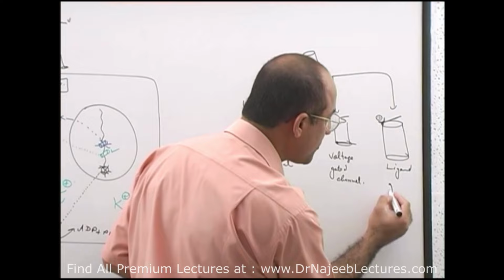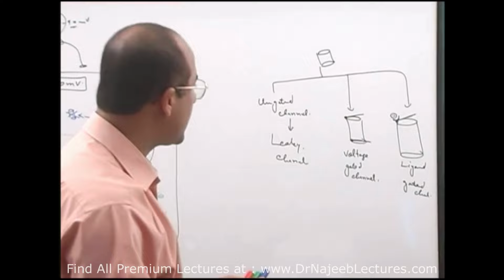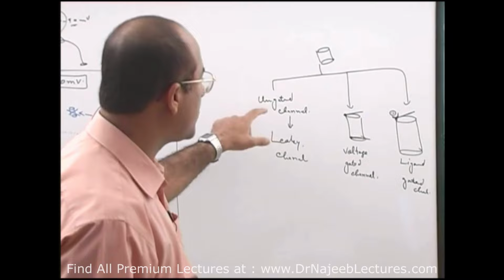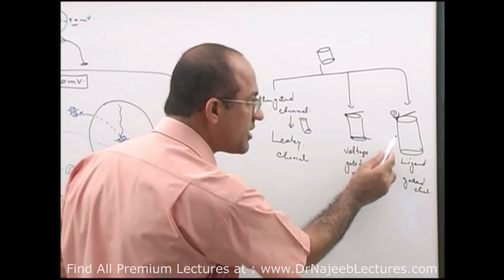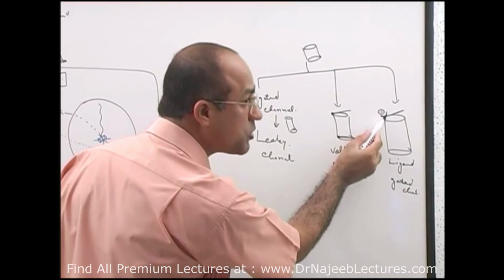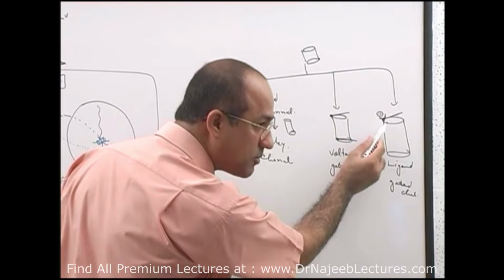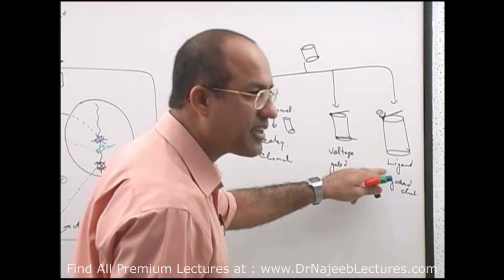For a while, just trust me that your cell membranes have many types of channels, but broadly they can be categorized into three types. They are ungated channels, all the time open. Some channels which are only operative at a specific voltage. And there are other channels which are only operated when a specific substance activates them. For example, they may be activated by a neurotransmitter, or by a hormone, or by some second messenger. Such channels which are activated by a specific substance, we call ligand-gated channels.